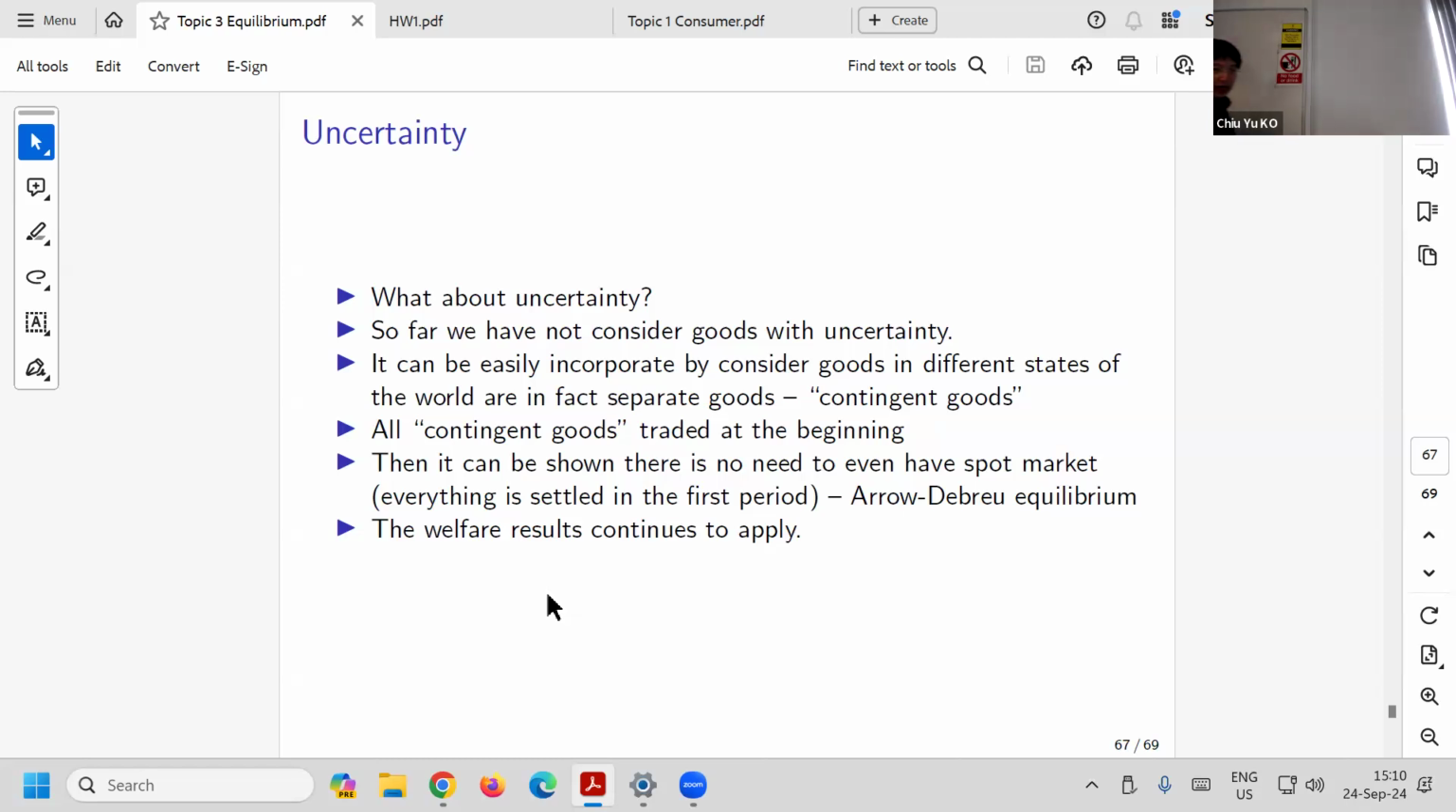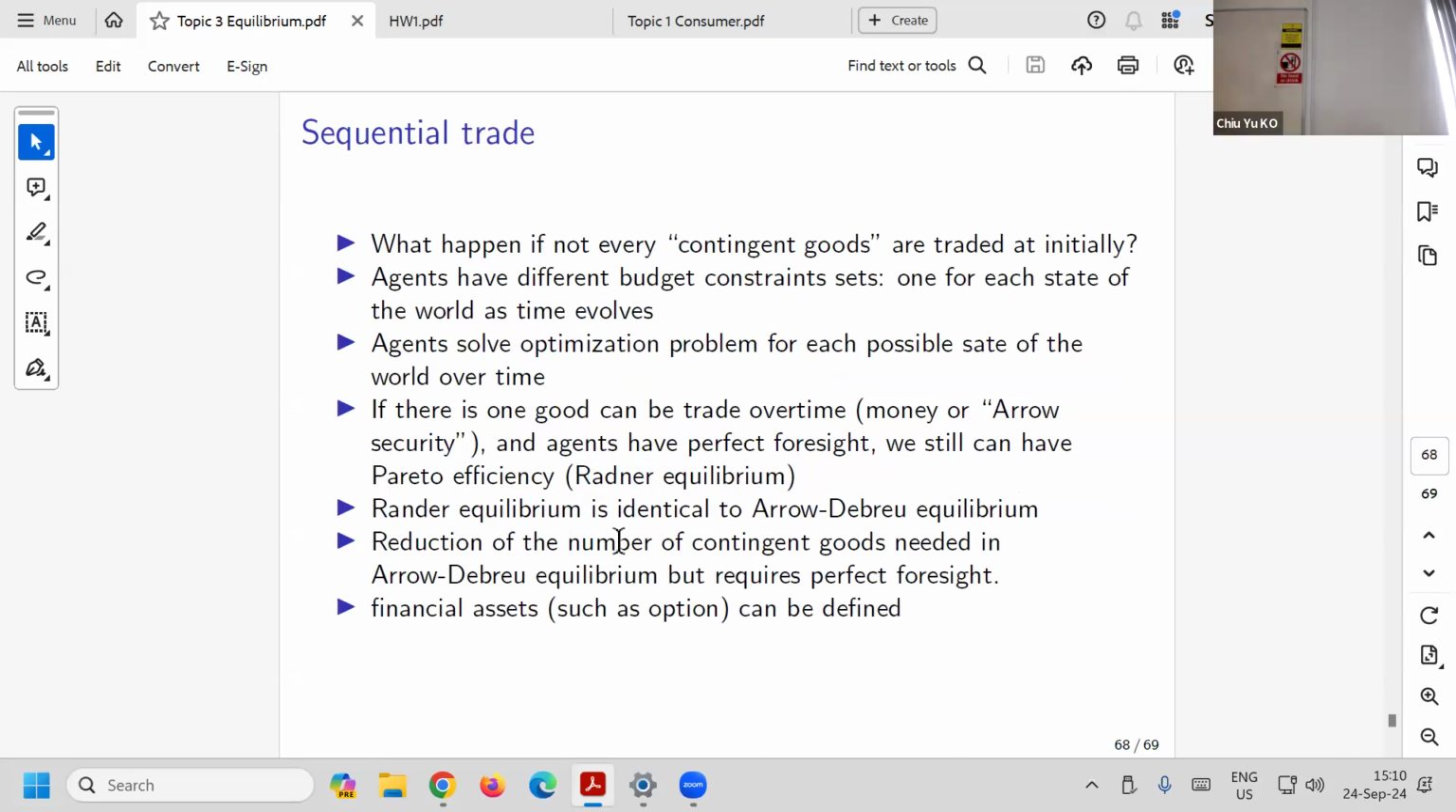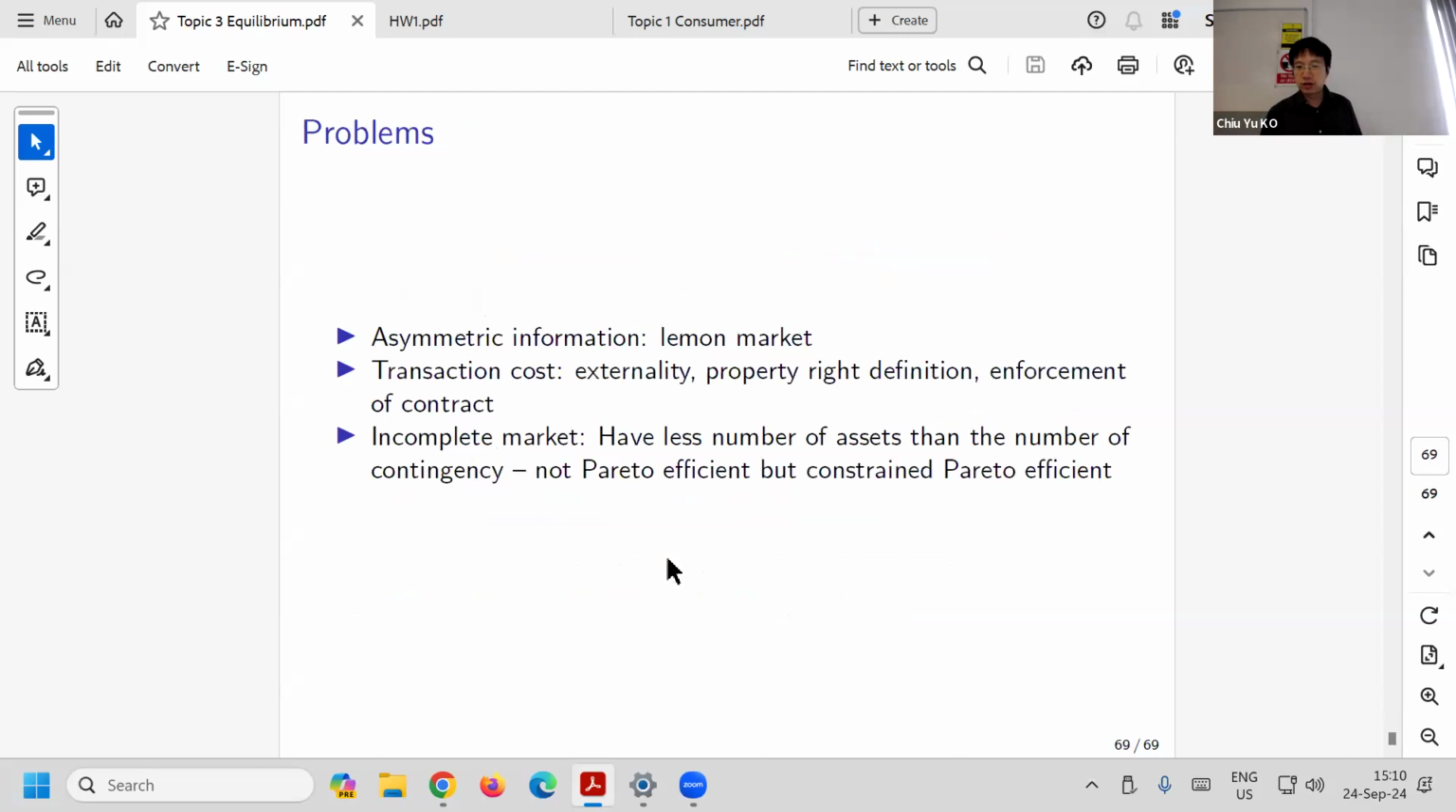But if you allow people to keep trading over time, then you are able to reduce the number of contingent goods needed. That means that if the stock market keeps trading, you don't need a lot of securities to trade, then it's feasible. That's why you can define what a stock is, what an option is, and how that can be done. But that would be too complicated to cover in our class, and you will learn it in a finance class.